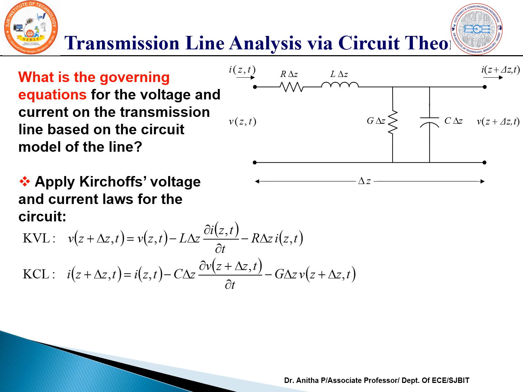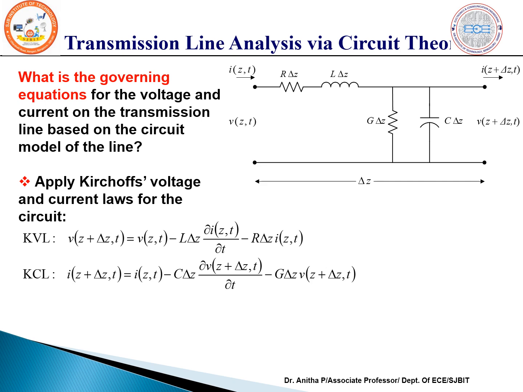So first one, by applying KVL. According to Kirchhoff's voltage law, the voltage drop around a closed circuit must be equal to 0. The rise in potential and fall in potential in a closed path must sum to 0. So we start from one point. We know the concept that current flowing through series elements is the same, and voltage across parallel elements is the same. So across G and C, we will have the same voltage V of Z plus delta Z comma T. And now we apply KVL for this first loop.